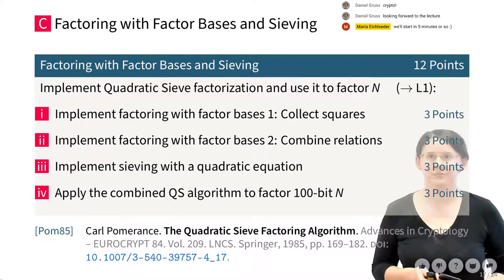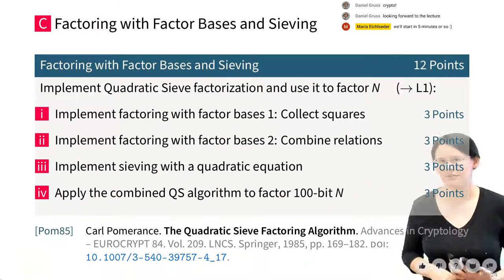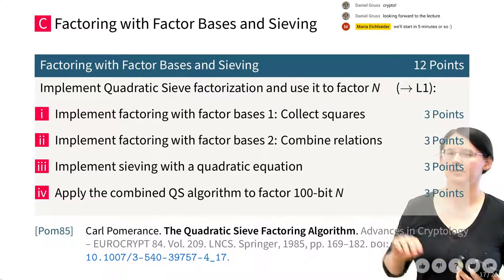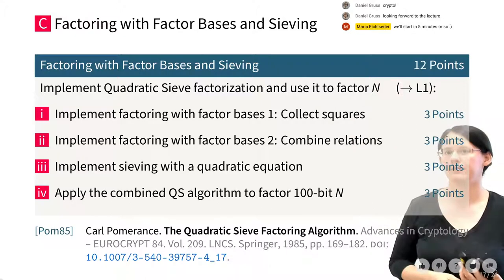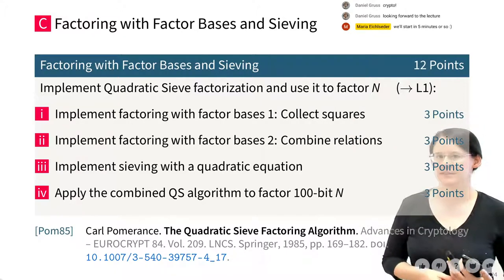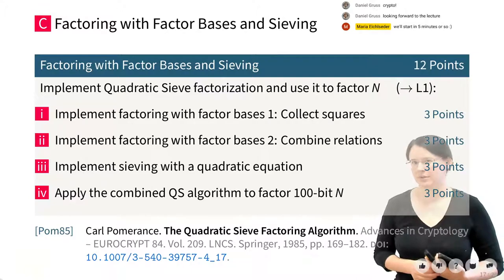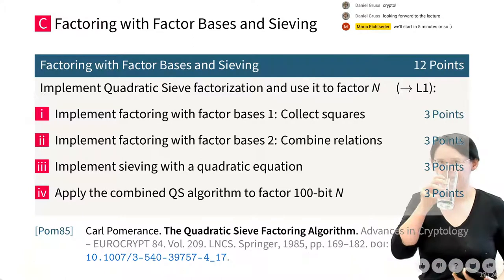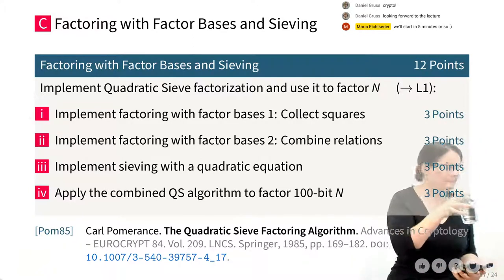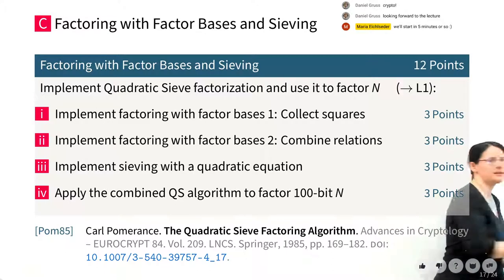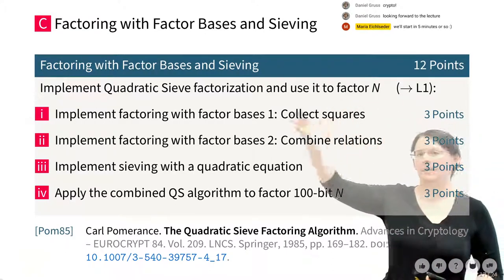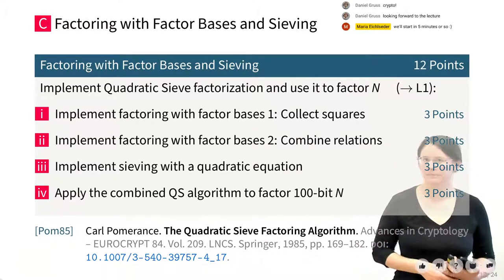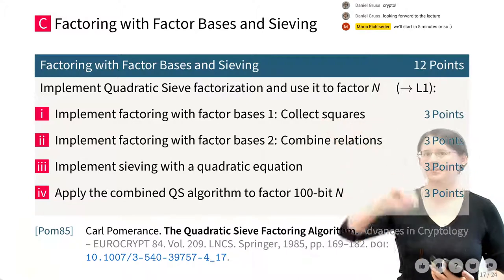Then let's continue with the subtasks of the factoring algorithm here. The first one is to implement the first part that you need for factoring with factor bases, and this is to collect square numbers. To collect squares, you can factor modulo the numbers that you need. This first step is one that you can parallelize very easily, as somebody else mentioned earlier, which can speed up the whole thing, because then you can easily search in parallel for these squares.